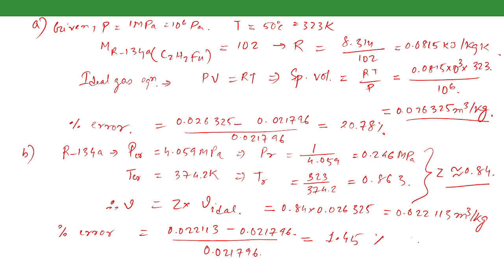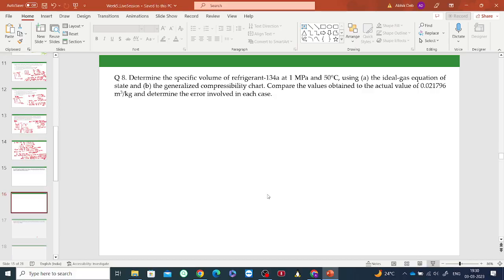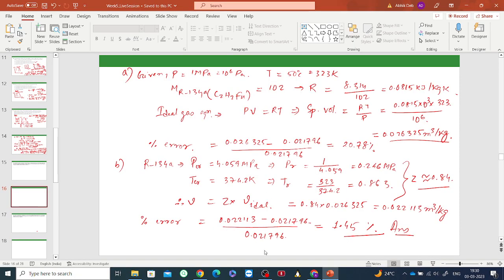So you can see that by the use of this compressibility chart, the percentage error has decreased from nearly 21% to 1.5%. So it is a significant decrease in the error just by the use of this compressibility chart. So I hope it is clear to everybody. If there is any doubt in this, please let me know.